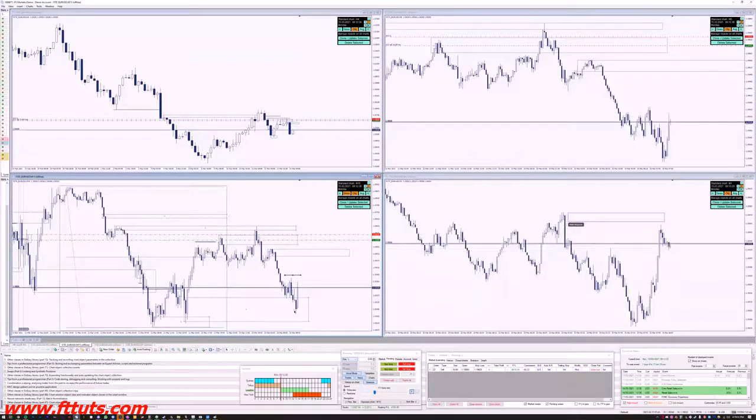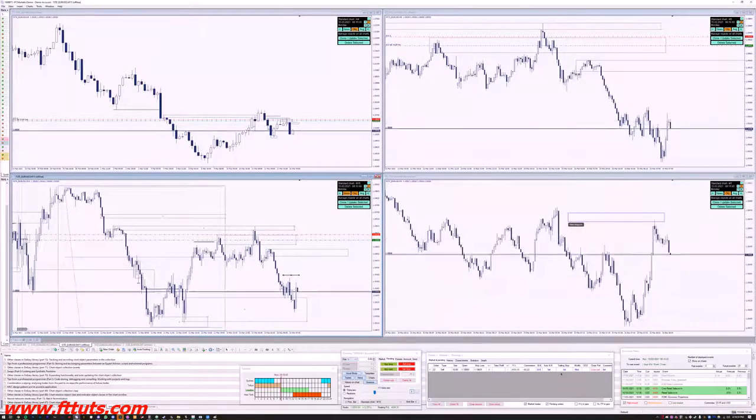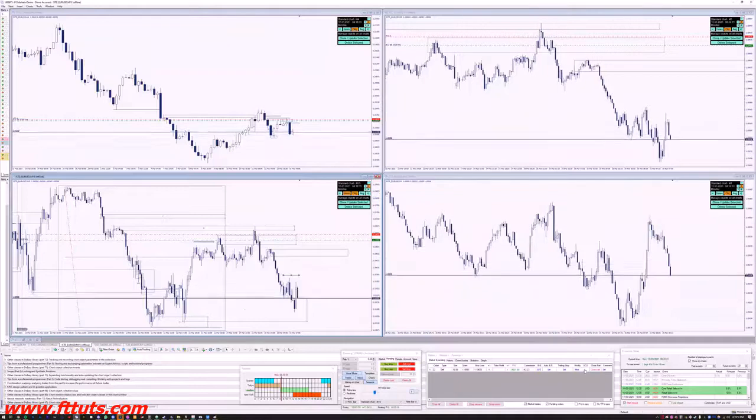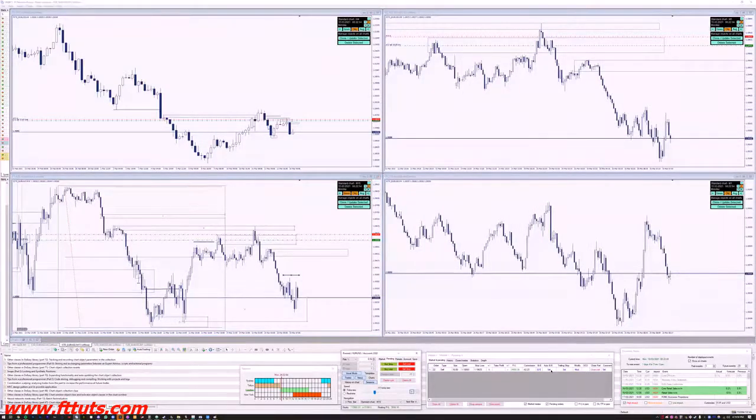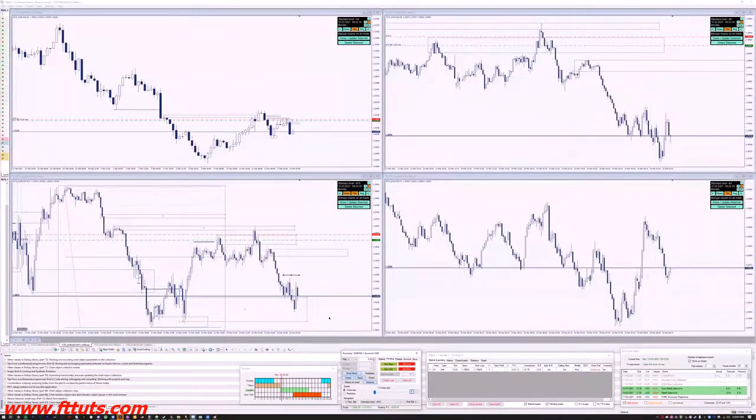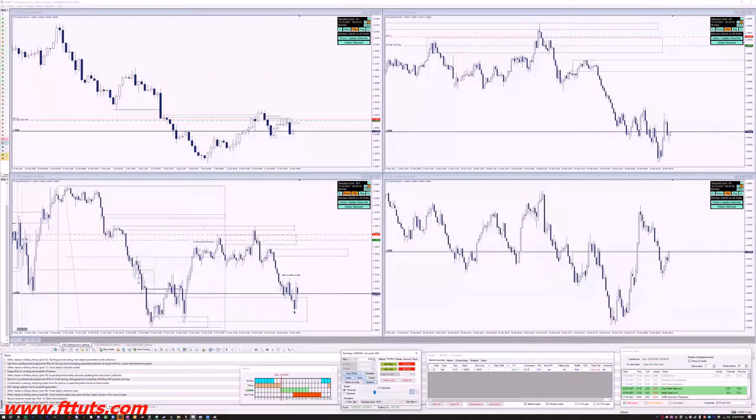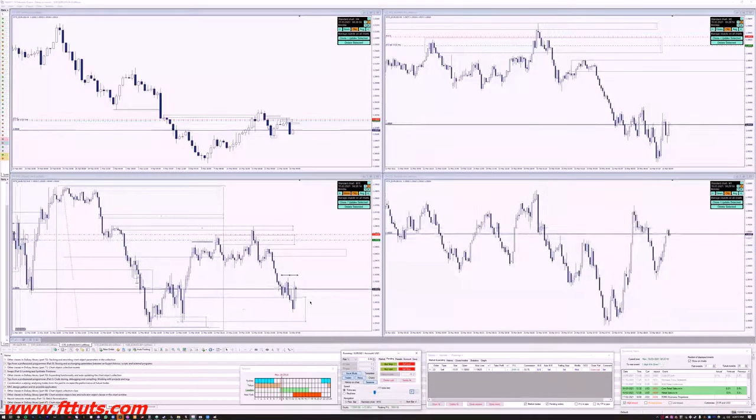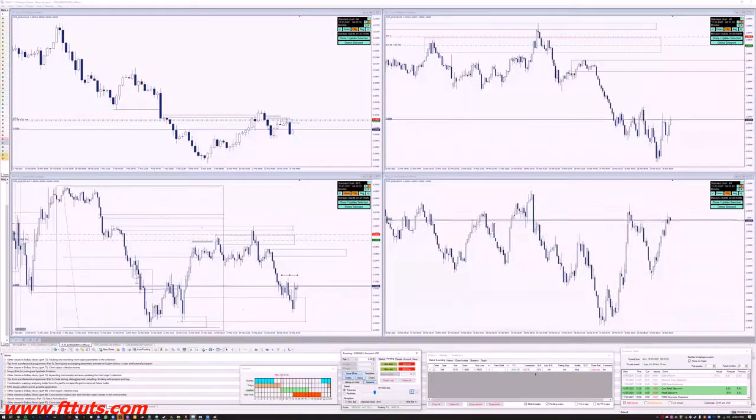I think to a degree we should have even taken partials here. I'm going to take like 20% off on that one, just in case we don't break that low and then we end up holding here. Kind of cover our risk. We'll go BE on it too.